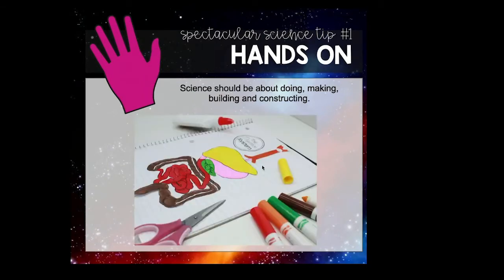We can also go really simple, and even paper activities can still be constructing and building. In this example, students aren't simply labeling the organs of the digestive system, but they're discovering what each organ is and where they go in order. They're assembling a model of the digestive system with paper.